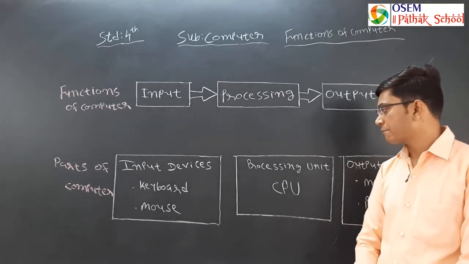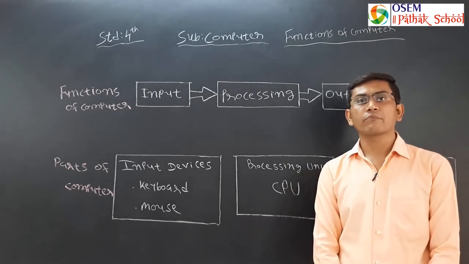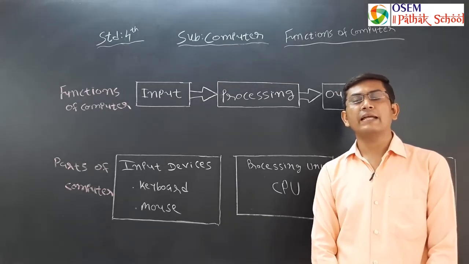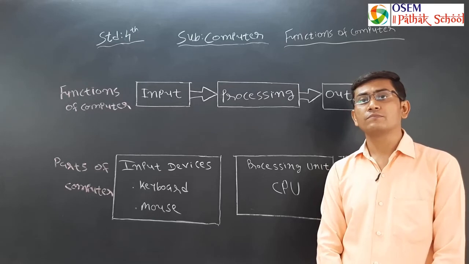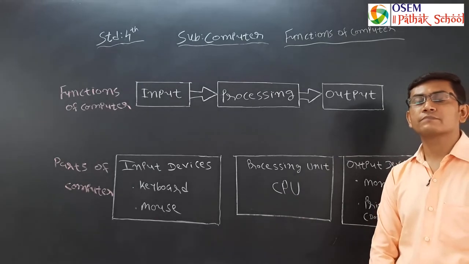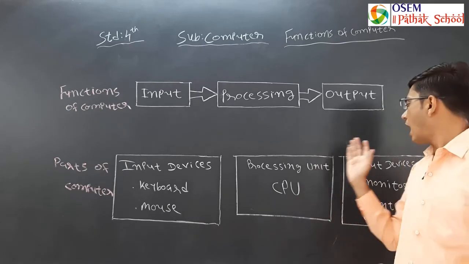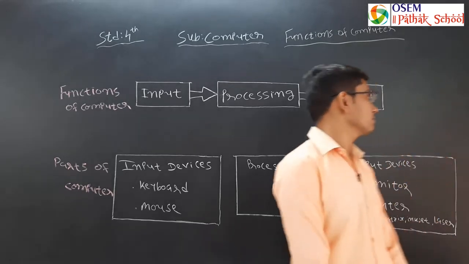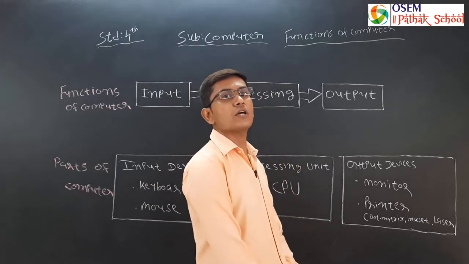In short, we can say the processing unit is not only responsible for processing the data, but it also stores your data in its memory, and this data can be gotten back whenever you want in future. So the CPU is considered the processing unit, and after processing it transfers this data to output devices. So let's understand output devices. Monitor and printers are the most commonly used output devices.